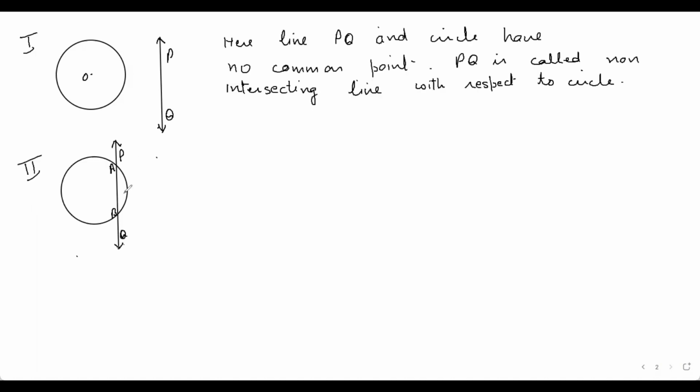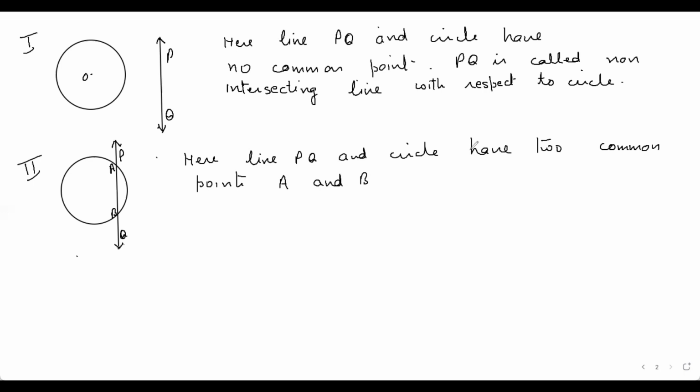Now there are 3 possible cases. The first case is, this is the circle. This PQ is the line. Now here a line and a circle have no common point. So PQ is called non-intersecting line with respect to circle. And now this is the second case. In this figure, line and a circle have 2 common points A and B. Now here line PQ is a secant of the circle.